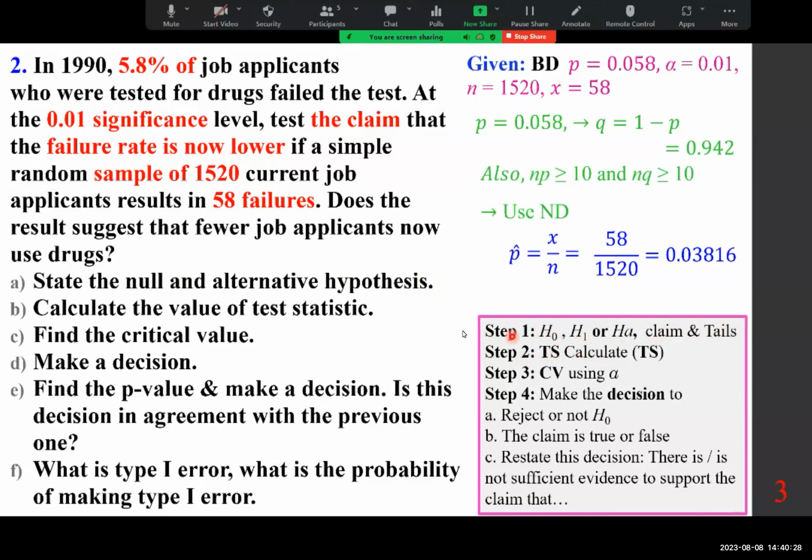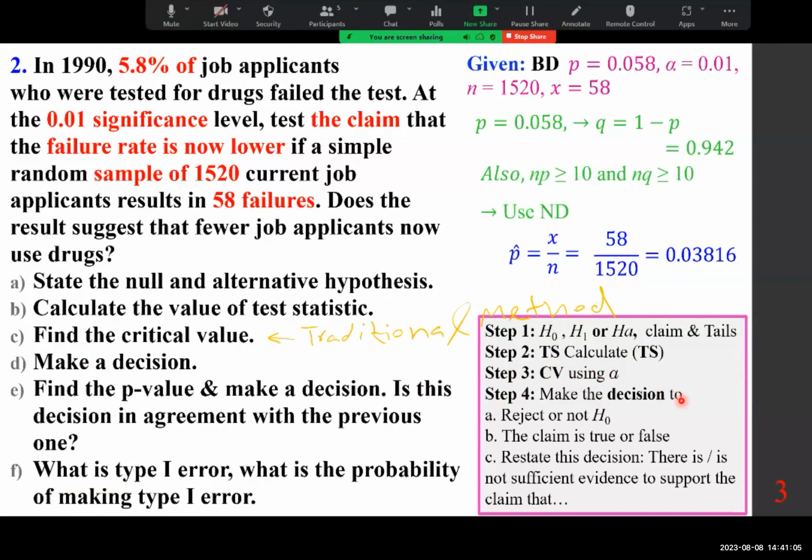Then test statistic. This you calculate as the second step, and that requires a formula that is given to you in a formula sheet. The third part, finding the critical value. This is the traditional method, by the way, of doing the test of hypothesis. So the critical value comes from the choice of alpha. And then you make a decision.